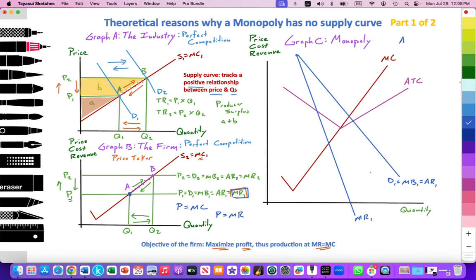We see that AR is now greater than MR. All right, the firm does not price discriminate. So here we have a break. No longer is AR and MR equal to each other. AR is now greater than MR. And in order for the firm, the monopolist, to maximize profit, they're going to produce where MR equals MC.